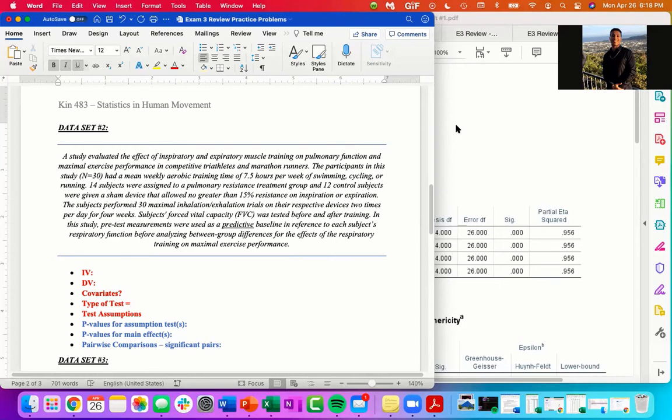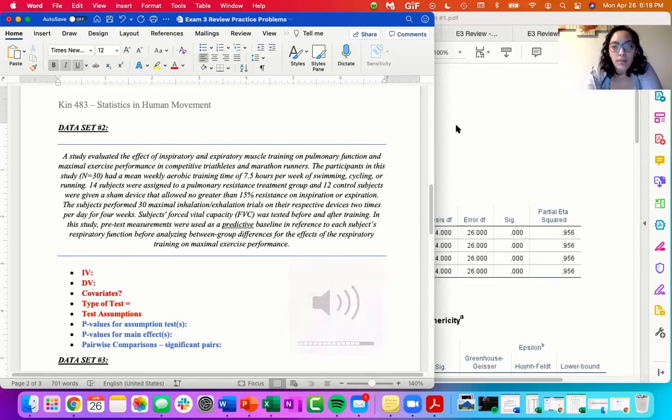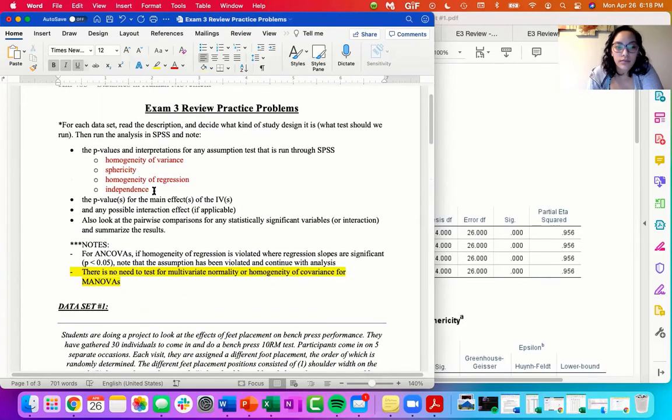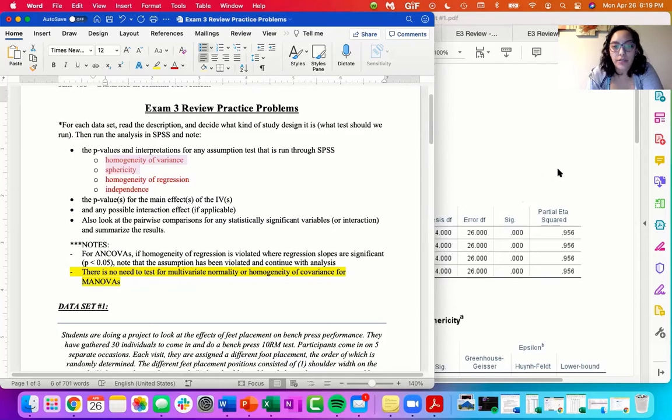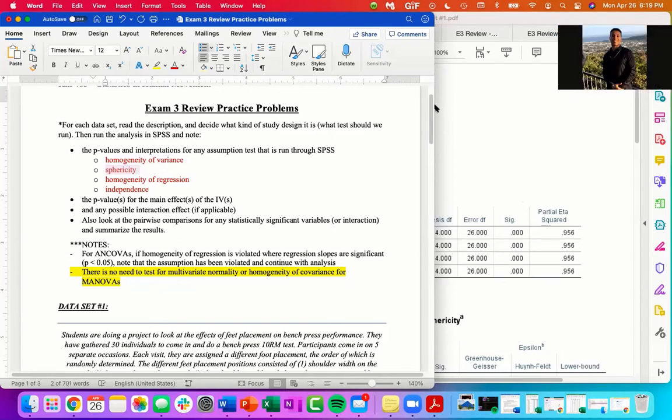Can you repeat that one more time, please? For MANOVAs, you're just going to be reporting the assumptions that you're used to reporting for the base ANOVA. So with the examples that I give you guys, it's either going to be homogeneity of variance or sphericity. Right, meaning it's going to be a one-way or RM ANOVA. Yeah, so if you had a one-way repeated measures MANOVA, you would just report sphericity. Okay, in terms of assumptions, in terms of a p-value at least.